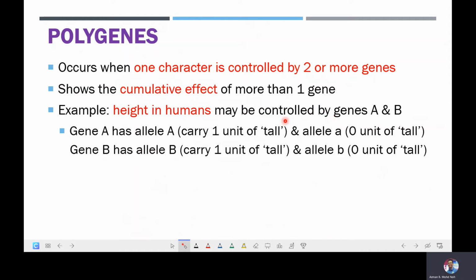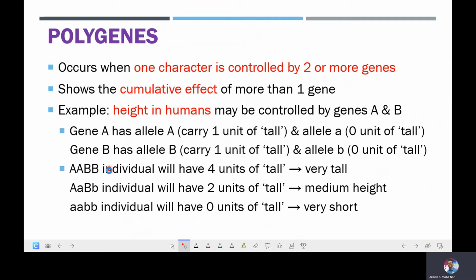For example, we can say that this particular characteristic is controlled by genes A and B. Gene A has a capital A allele which carries 1 unit of tall, while the small a allele has 0 units of tall. At the same time, gene B has the capital B allele, which carries 1 unit of tall. Meanwhile, the small b allele has 0 units of tall as well.